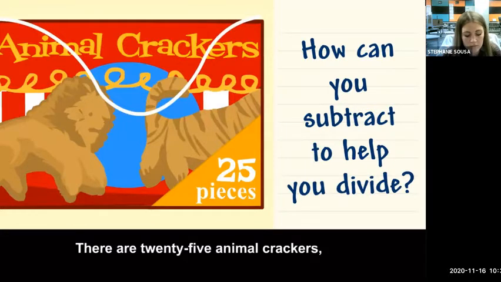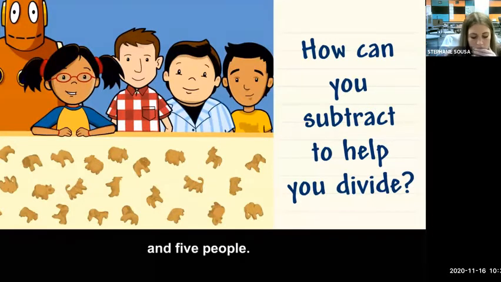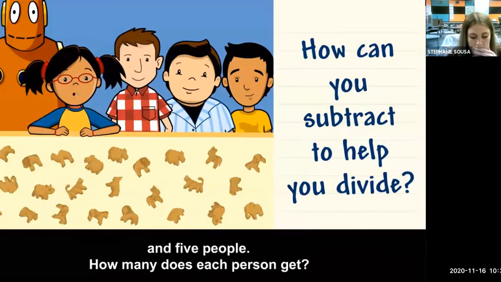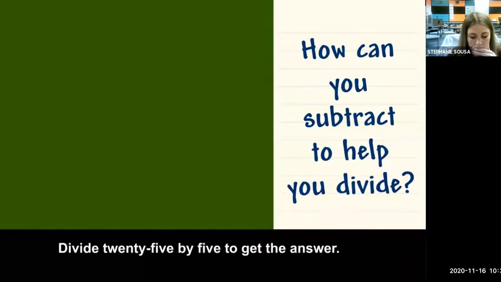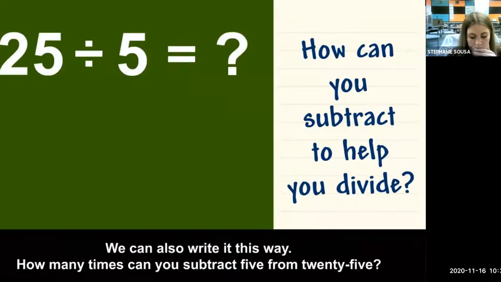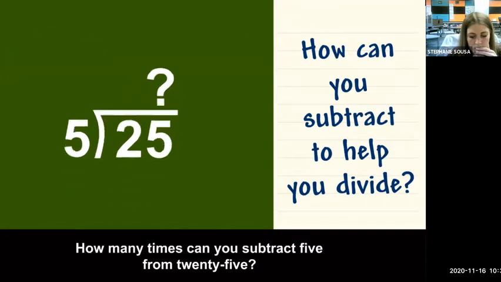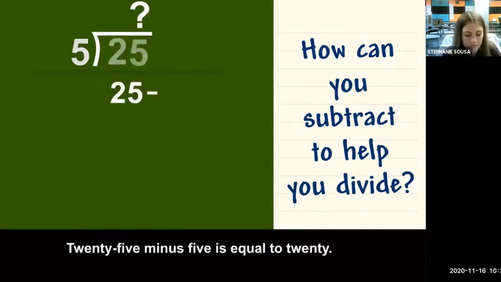There are 25 animal crackers and 5 people. How many does each person get? Divide 25 by 5 to get the answer. We can also write it this way. How many times can you subtract 5 from 25?